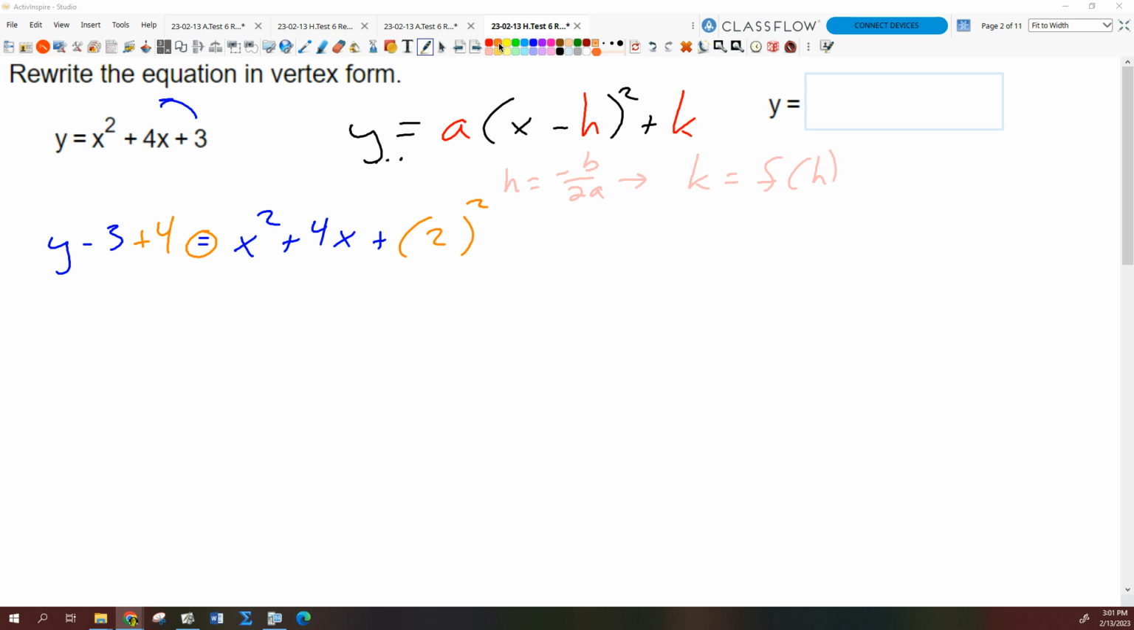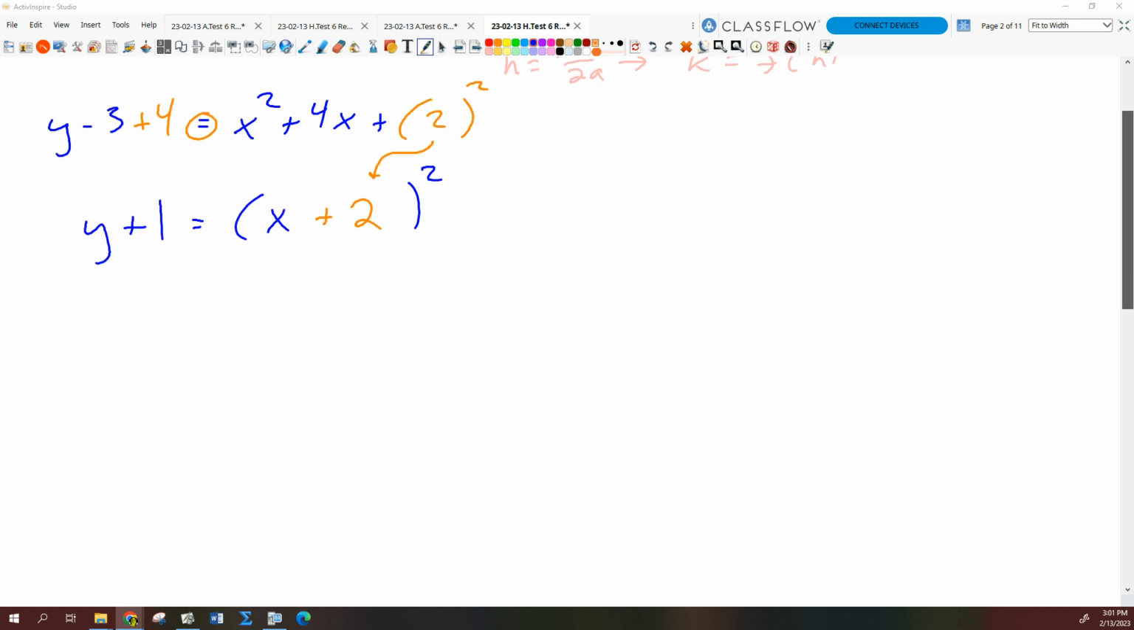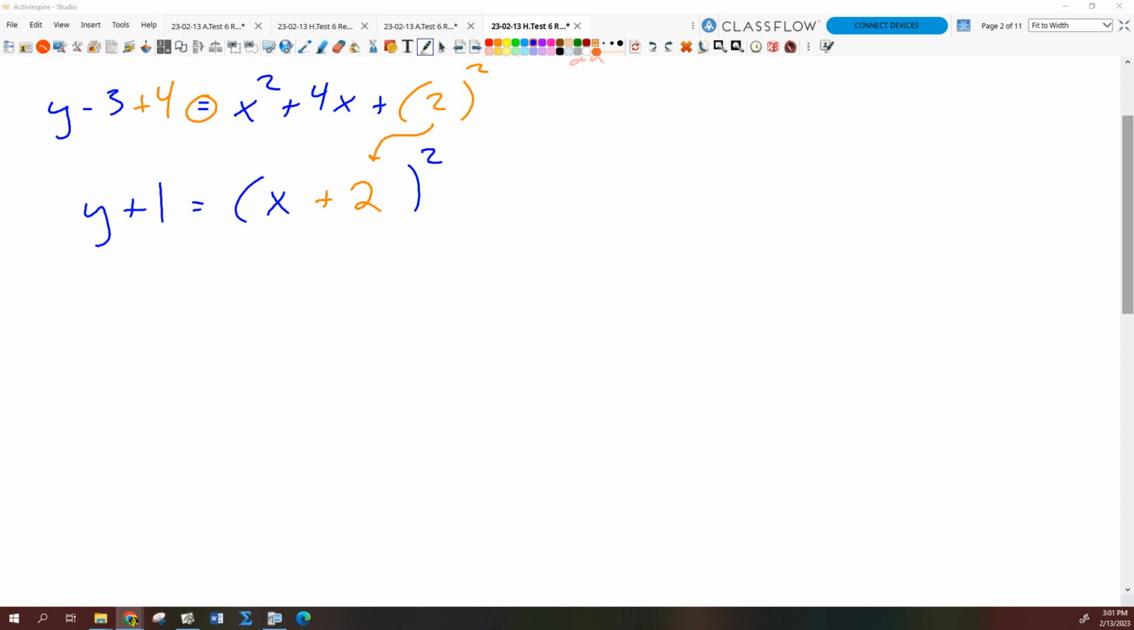Okay, that means that the right side is just going to be, what's the number that's getting attached to x? 2. Aha. Okay. And on the other side, what do I get? Y plus 1. Okay, so then what's my final answer? Y equals the quantity x plus 2 squared minus 1. There you go.